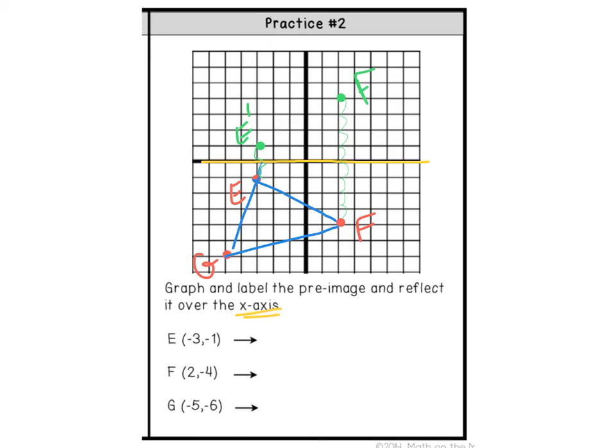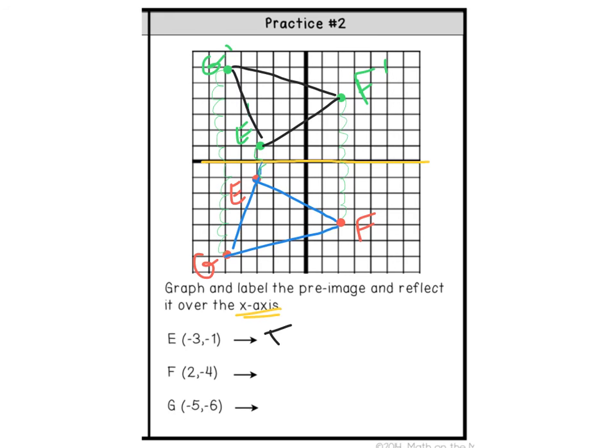prime. And finally, we do G. And G is 1, 2, 3, 4, 5, 6 away from the x-axis, so I go 6 up. 1, 2, 3, 4, 5, 6. And we call that G prime. Okay, G prime. All right, connect it neatly. Okay, kind of butterfly looking to me, like wings. And let's write our ordered pairs.